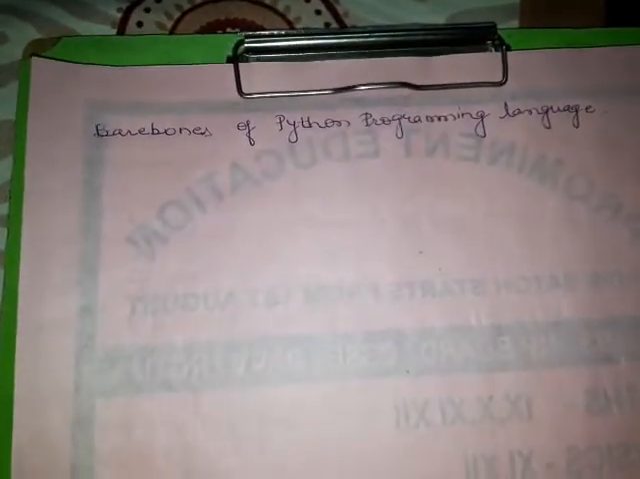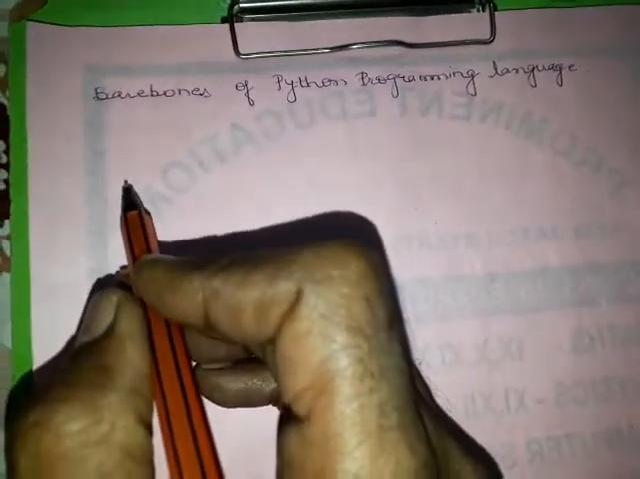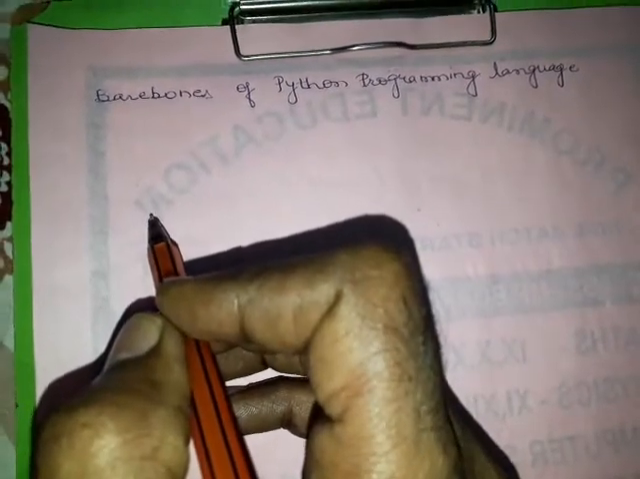Today we are going to discuss the bare bones of Python programming language. Bare bones of Python programming language means what are the basic parts, what are the main parts of a Python program. First of all, I write a simple program, and then what are its main parts, how a Python program is divided into different parts. We can see it. Let's first I write a comment.